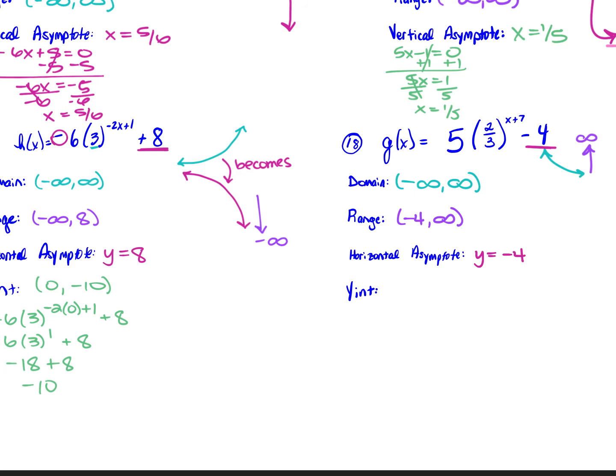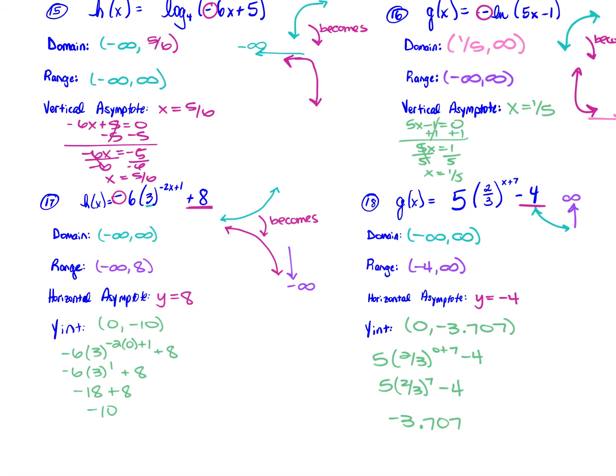Lastly, find your y-intercept. Plug in 0 for x and solve. This is going to give you 5 times 2/3 to the power of 0 plus 7 minus 4. You simplify this to 5 times 2/3 to the power of 7 minus 4. You're going to have to use your calculator. So 5 times 2 over 3 to the power of 7, minus 4 is negative 3.707. So the y-intercept is (0, negative 3.707).